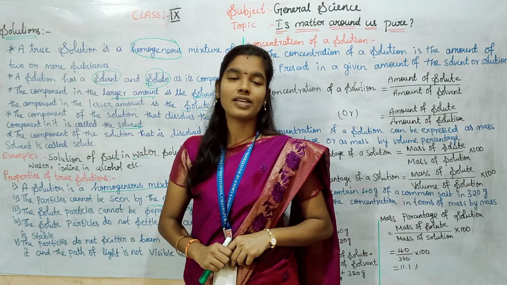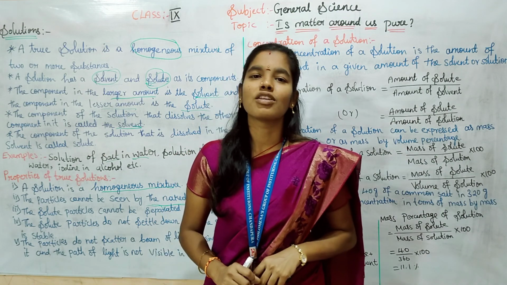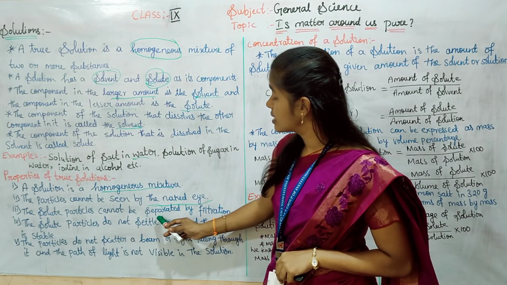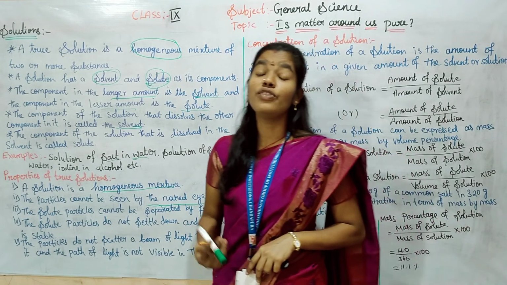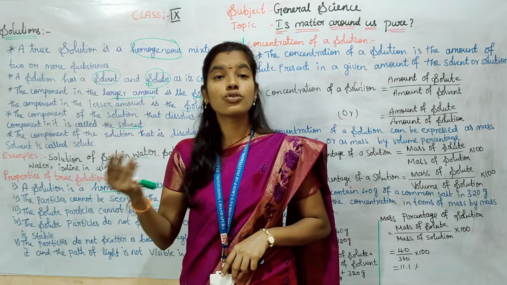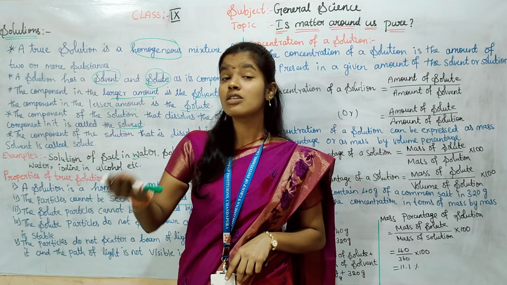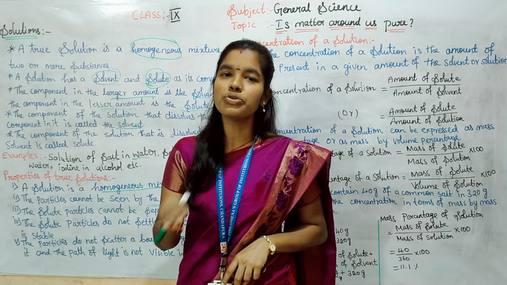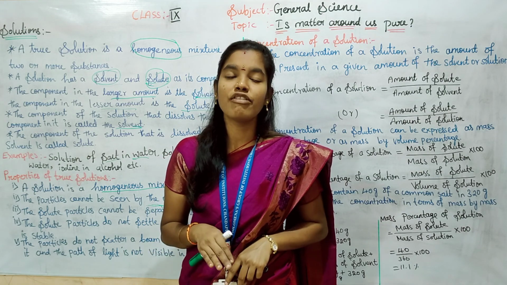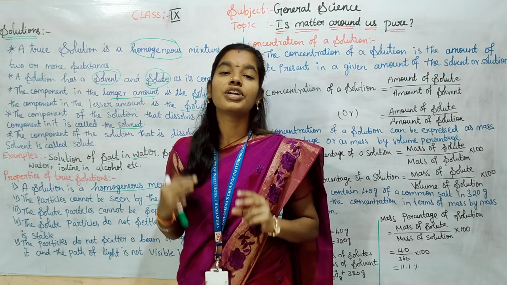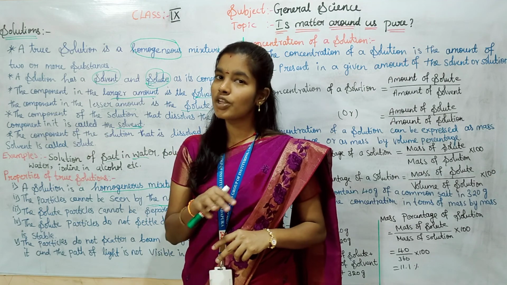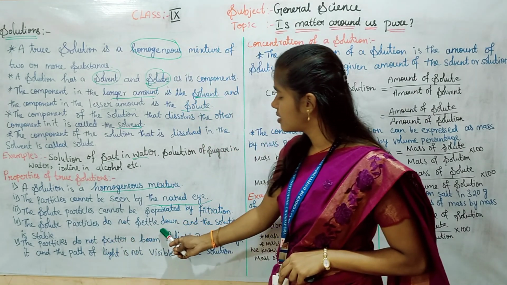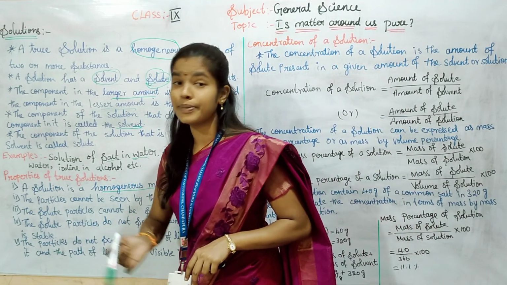So the second property: the particles of the solution cannot be seen by the naked eye. Next, the solute particles cannot be separated by filtration. A solution has two components, solvent and solute, and we cannot separate the solute particles by filtration, because they are already mixed uniformly. And the solute particles do not settle down, and the solution is stable.